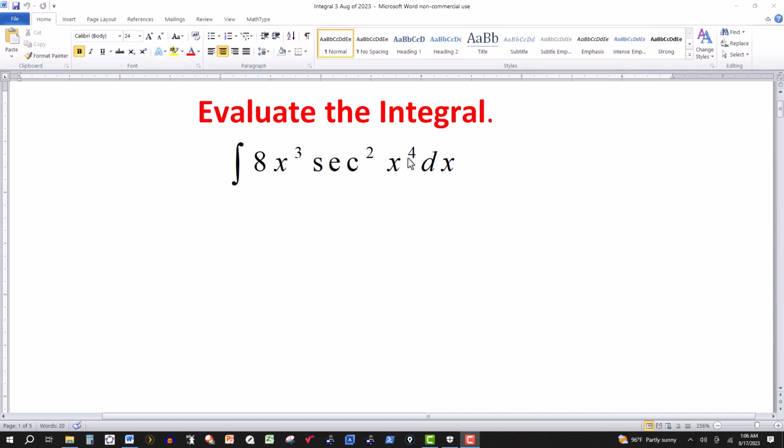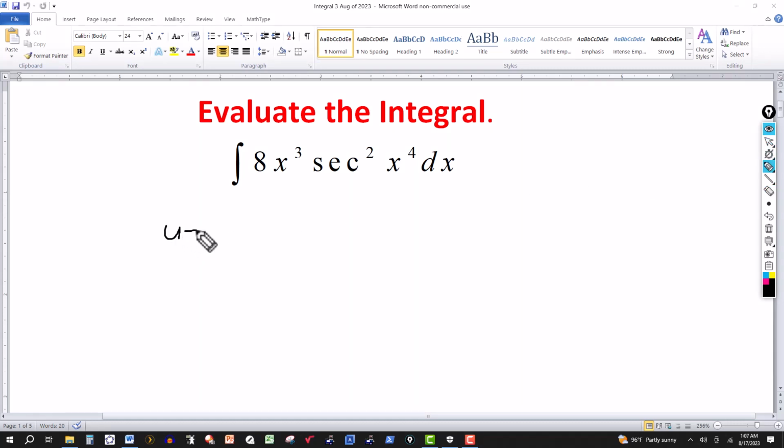Got an x to the fourth here. We know that the derivative of x to the fourth is 4x to the third. I got an x to the third here. It'd be better if I had a 4x to the third, but the constants are the problem, because you can always manipulate the constants. So just from that information there, we know we can use a standard or general u-substitution.